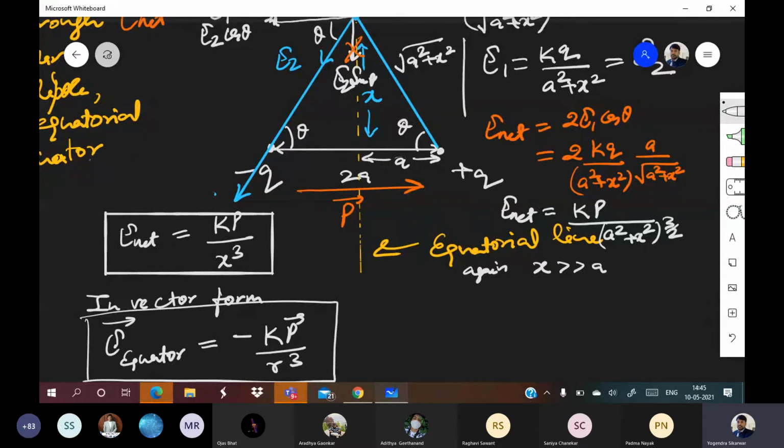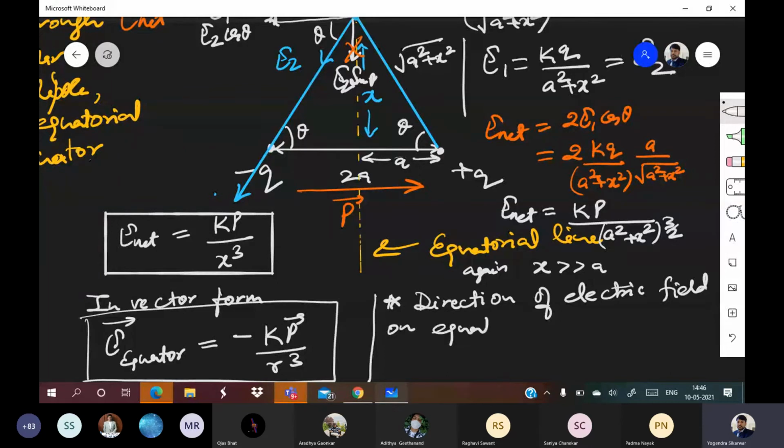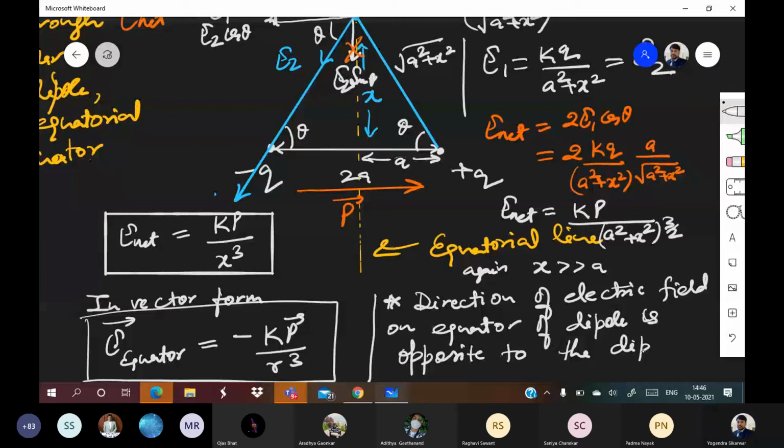All right. Now, star point in words. Direction of electric field on axis of dipole on equator of dipole is opposite to the dipole moment. Please note.